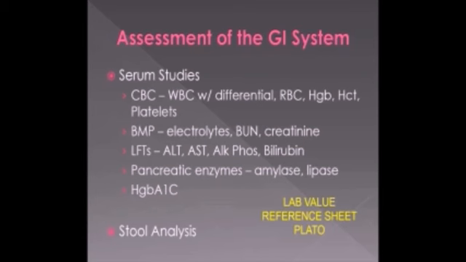We're also going to look at a test called hemoglobin A1C, which is also known as glycosylated hemoglobin. And this looks at a person's overall glucose control for the past 90 days. We'll talk more about that when we get into diabetes.